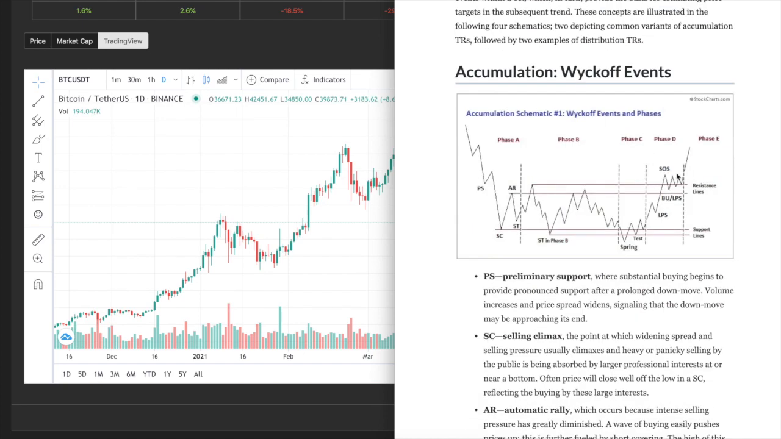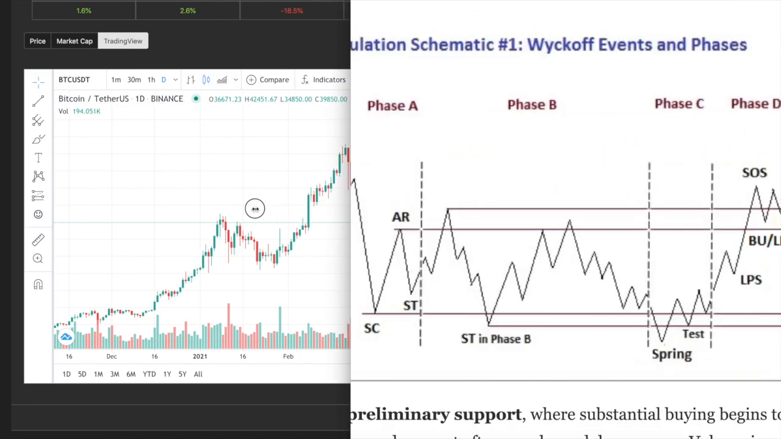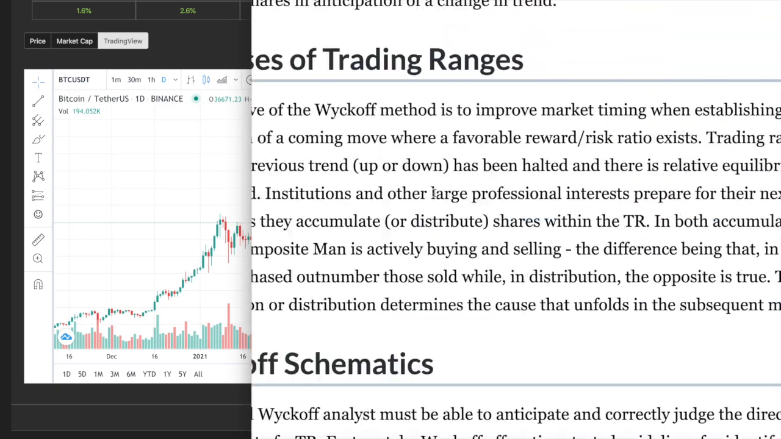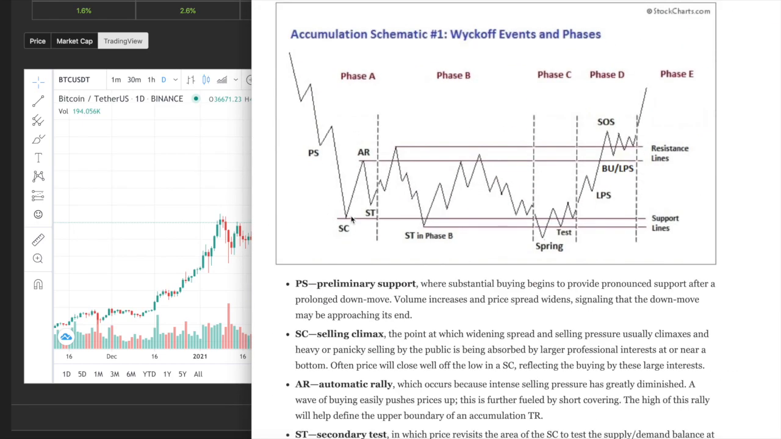So first off is the Wyckoff Accumulation. I'm not sure if you guys can see this, so I'll zoom it out. Or whoa, what just happened? I don't know, guys. Technical difficulties. Let's zoom out. All right, so here's the accumulation.